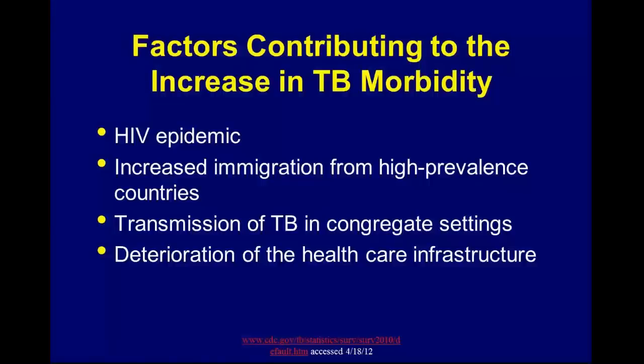So what contributes to the increase in TB morbidity? HIV? What else? Absolutely, increased immigration from areas of high prevalence. What are congregate settings? Prisons, dorms, military, shelters, and of course deterioration of the healthcare infrastructure. What do I mean by that?